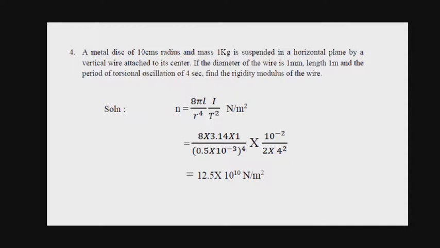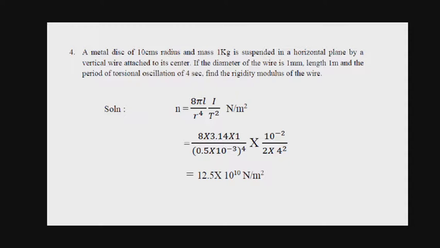Next, dW, that is 1 millimeter, converted to 10 to the power minus 3 meter. Next, length L is equal to 1 meter, time period T is equal to 4 seconds. So solution, that is eta is equal to 8 pi L divided by R to the power 4 into I by T square, Newton per meter square.